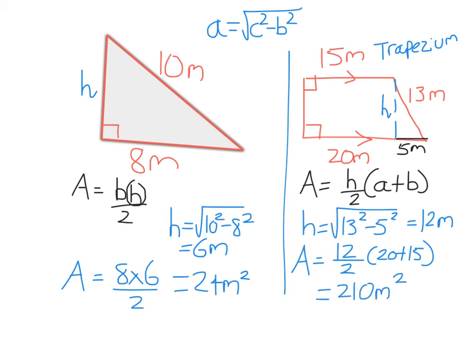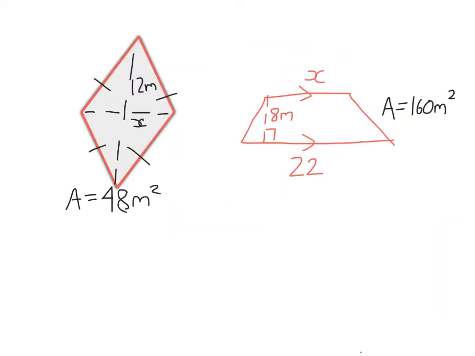So that's all for area. Just make sure you follow the formula closely. For example, when doing kites, you have to divide by 2. People often forget that. But let's now look at finding an unknown side when you already know the area. In each of these diagrams, we're given the area and we're going to find a dimension. We're going to find x in both cases.